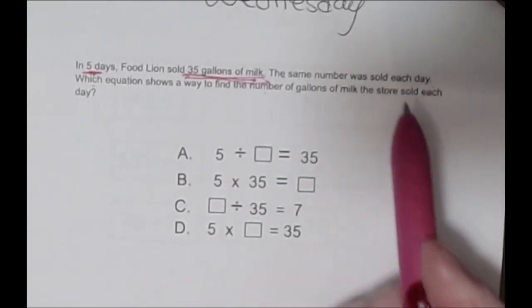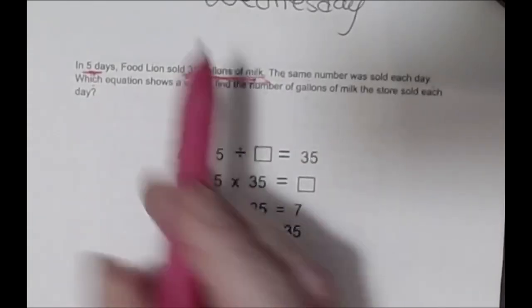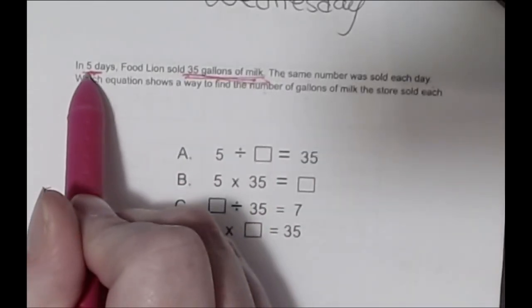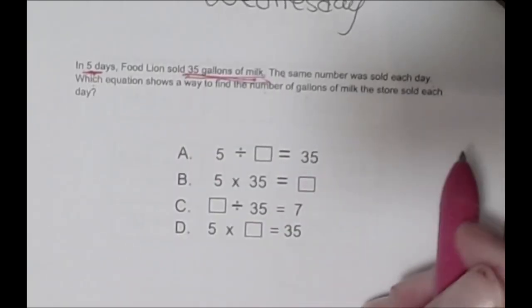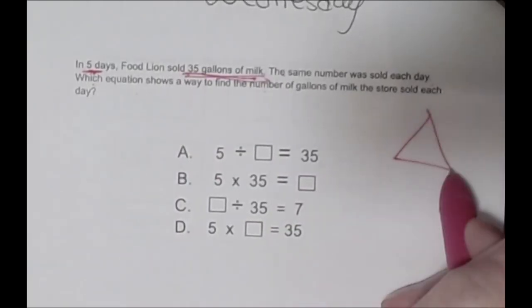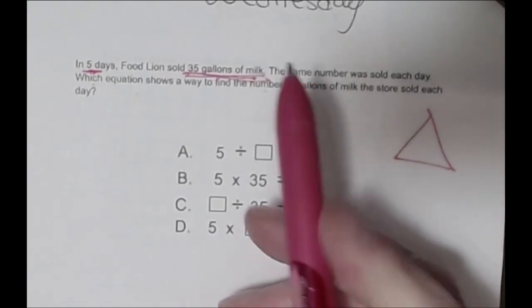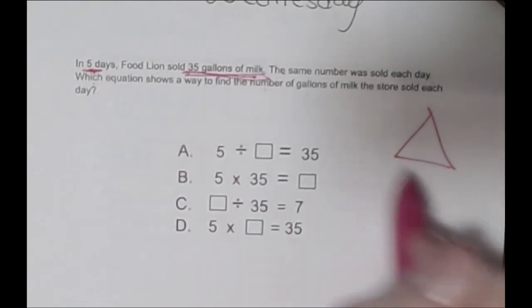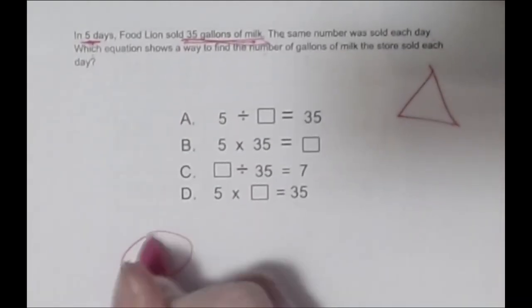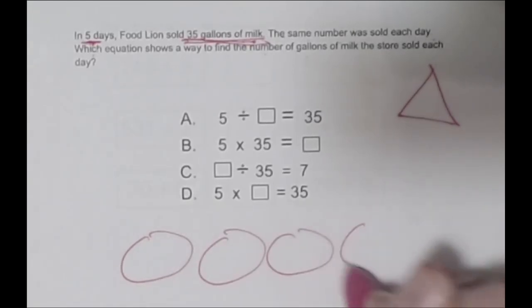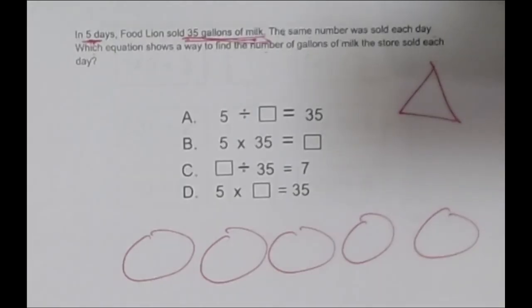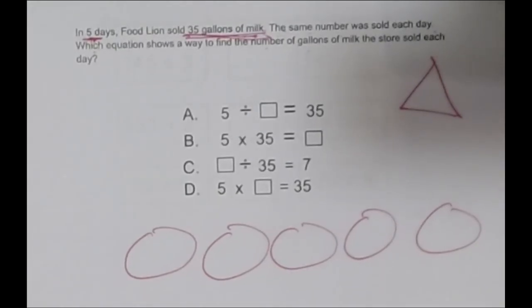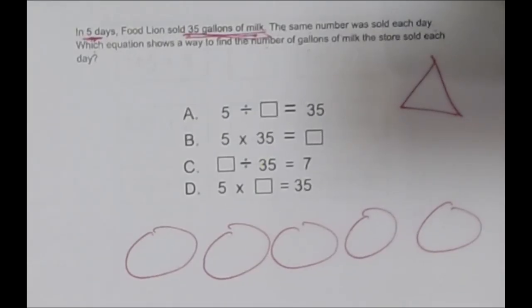A great way to do this is, yes, students can do a fact family. That's a very easy one for them to do. But also putting 5 groups, 1, 2, 3, 4, 5, and then separating them until they get to 35. Some of the different strategies that I'm trying to teach students is work smarter, not harder.